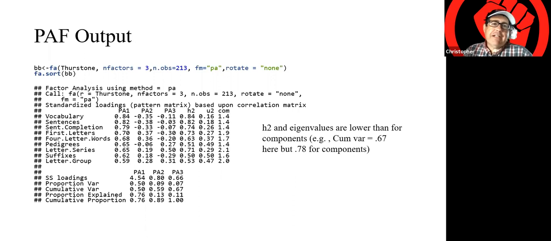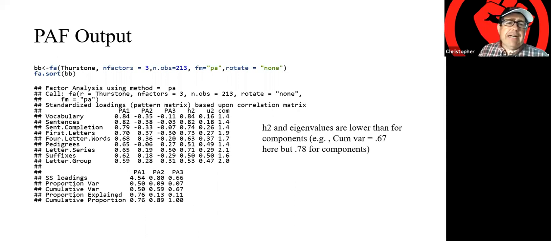The command for factor analysis is simply fa. Here in this example, we have to give it the number of observations because we're using not raw data, but a correlation matrix. fm equals pa gives us the principal axis approach, and then rotate none. Again, just leave that aside for now, and we'll get to that in a minute.